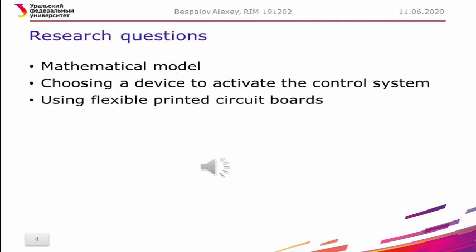Research questions. To develop a control system, I need to understand several issues that are specific to such a system. Firstly, and this is important, I need to understand how the mathematical model embedded in the central processor of the system will work. Secondly, I need to choose a way to activate the system, since there is no way to do this manually, but it is necessary to ensure the safety of personnel and the reliability of operation. Thirdly, the technology of flexible printed circuit boards will be applied in my project, and since the technology is not very well developed with us, it is necessary to make sure that we are making a reliable system.